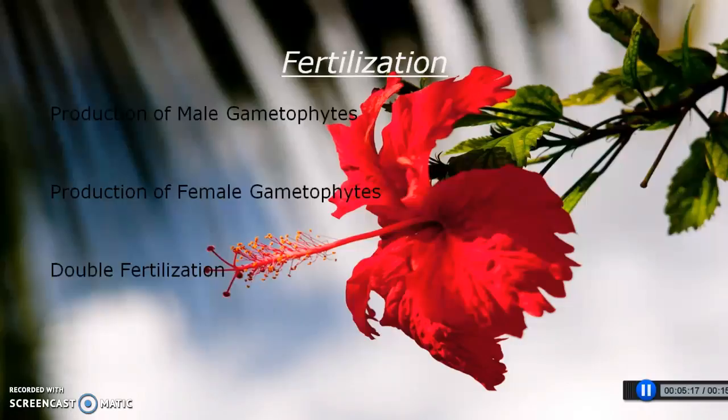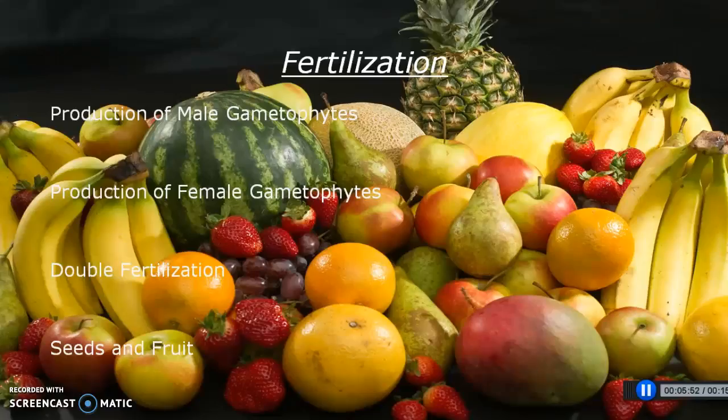Double fertilization. Basically, for double fertilization, 1 sperm fertilizes the egg, which develops into an embryo. The other sperm unites with the polar nuclei to form the endosperm. The outer layer of the ovule becomes a protective seed coat. From what I know, the endosperm nourishes the developing plant, the embryo inside of the seed coat. That's what it does.